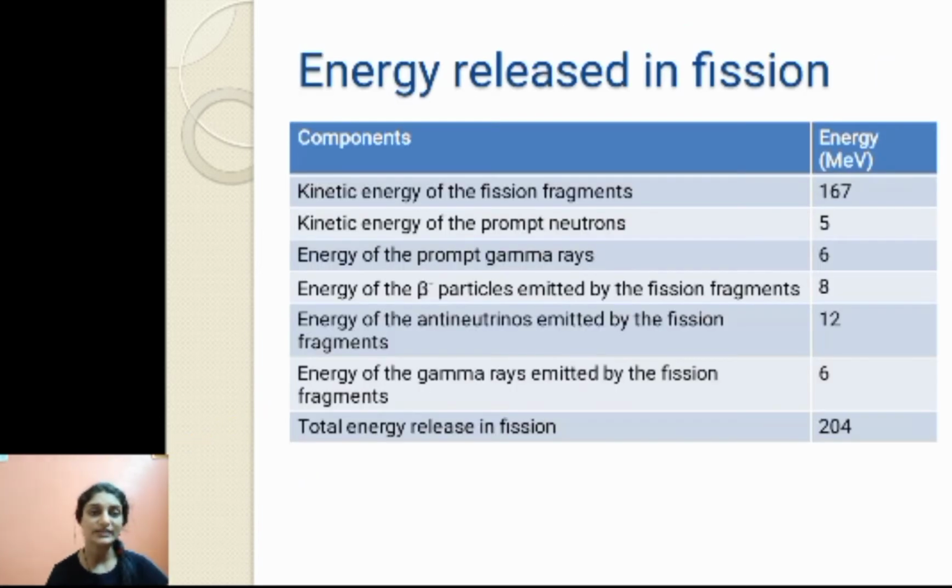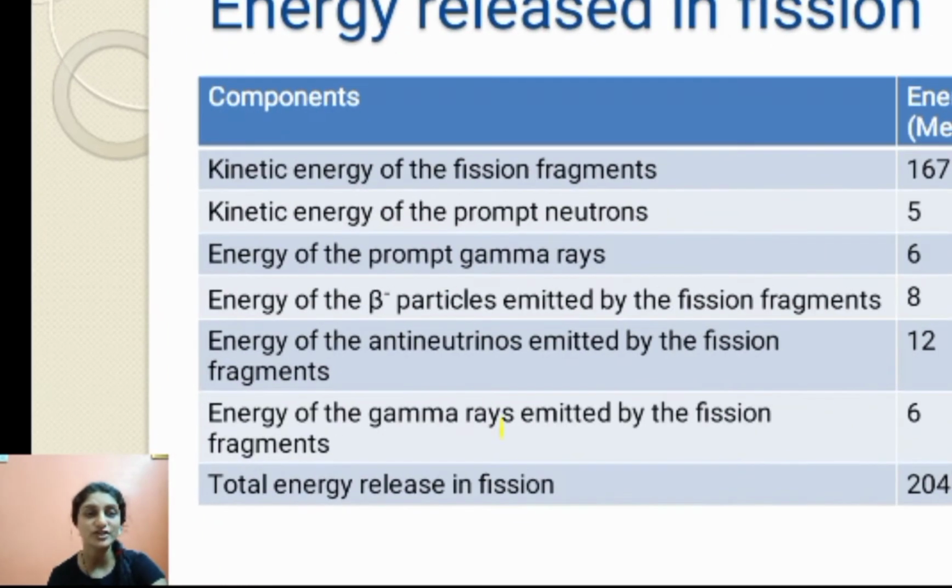So let us look at the values. The kinetic energy of the fission fragments is 167 MeV. In a fission reaction, prompt neutrons are also emitted. Prompt neutrons are the neutrons emitted within 10 raised to minus 15 seconds during a nuclear fission reaction. Generally 2 to 3 neutrons are emitted in a fission reaction, and the average is taken as 2.5. The energy carried by these prompt neutrons is of the order of 5 MeV.